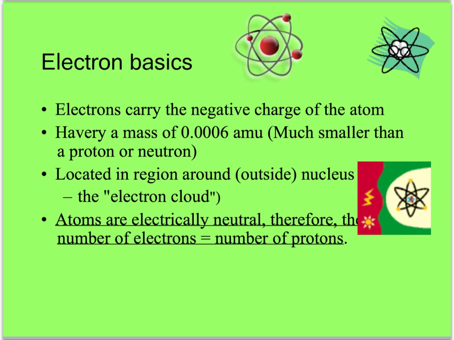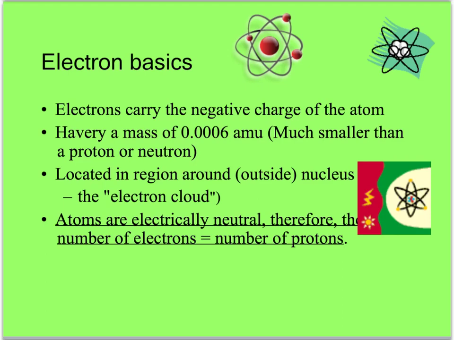Electrons carry a negative charge. We've discussed this before, so hopefully that's a review for you, that electrons are negative. They have a mass of 0.0006 AMU. They are much, much smaller than a proton or even a neutron.